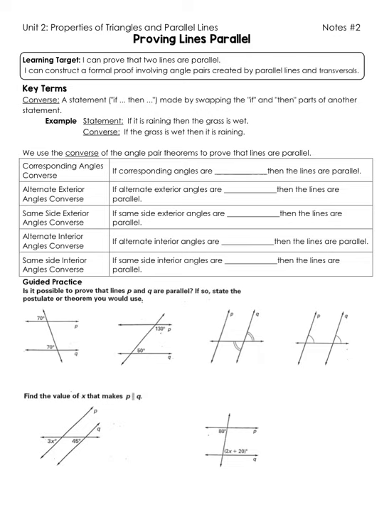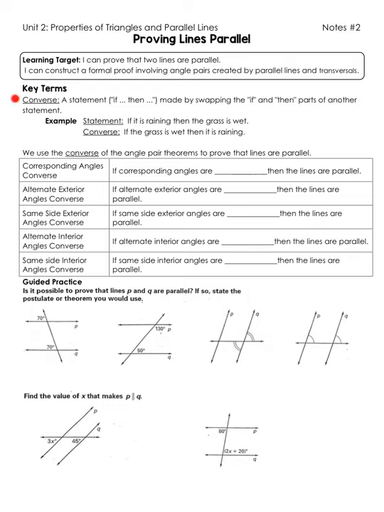Hey Geometry, this is notes number 2 for Unit 2. Our learning targets for today are: I can prove that two lines are parallel, and I can construct a formal proof involving angle pairs created by parallel lines and transversals. So we have a new key term up first here.